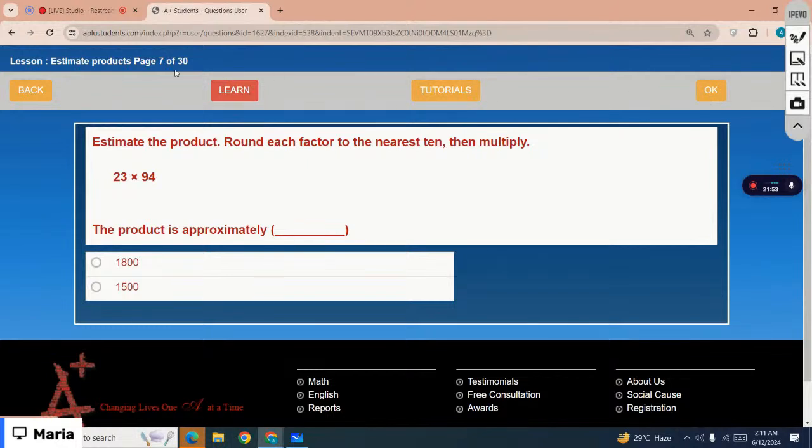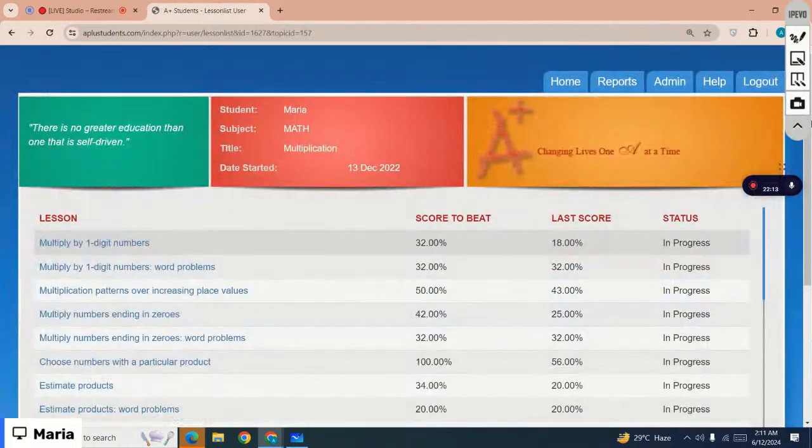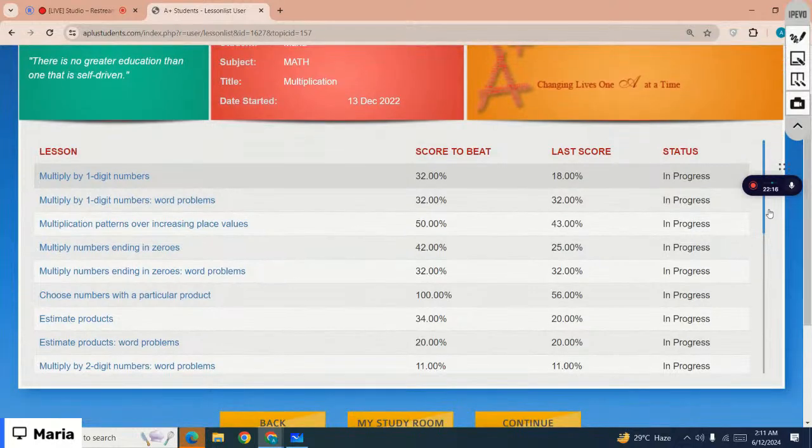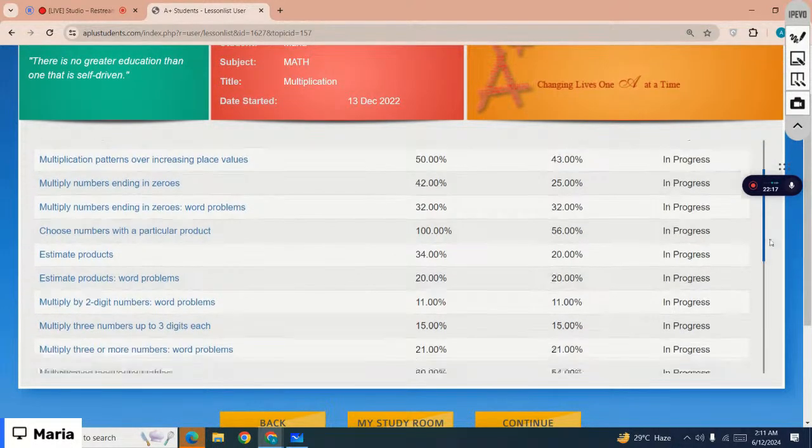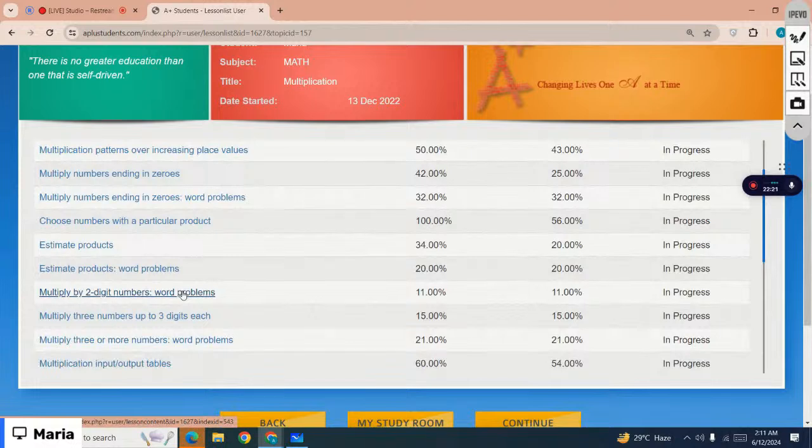And the next lesson is estimate products word problems, you have to do on your own. Then multiply by two-digit number word problems, you have to do on your own, right? You have to do word problems on your own, right? Now we're going to start with multiply three numbers up to three digits each. Let's just start with the lesson.